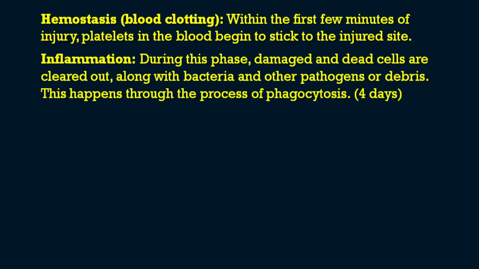Then comes the inflammation. During this phase, the damaged and dead cells are cleared out, along with the bacteria and other pathogens or debris. And this happens through the process of phagocytosis, okay, by WBCs. The duration of this phase is 4 days. Okay, in the wound healing process, the inflammatory phase lasts for nearly 4 days. So what is happening is that the dead cells, the damaged cells, then the bacteria and the other pathogens are removed by the process known as phagocytosis. So that is the inflammatory phase.